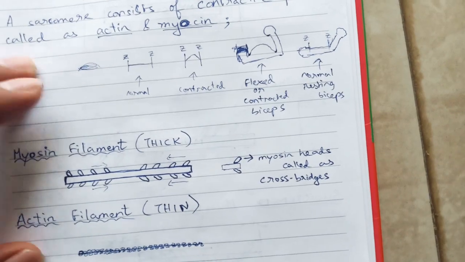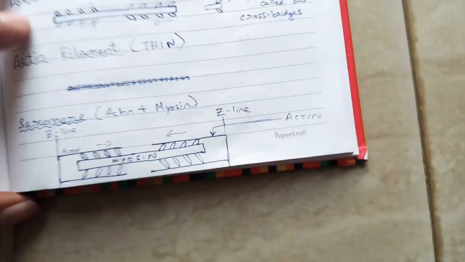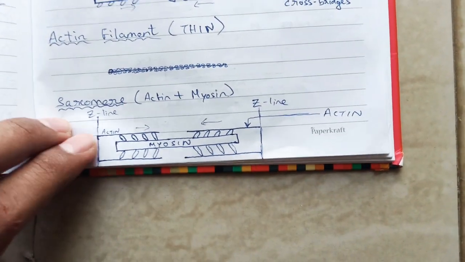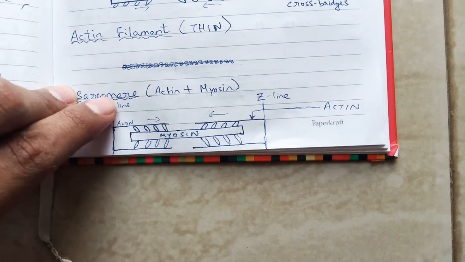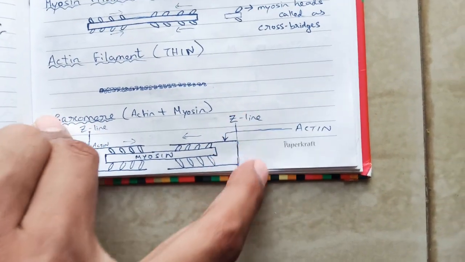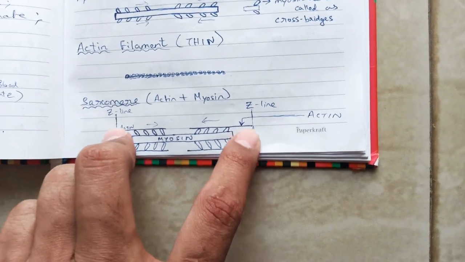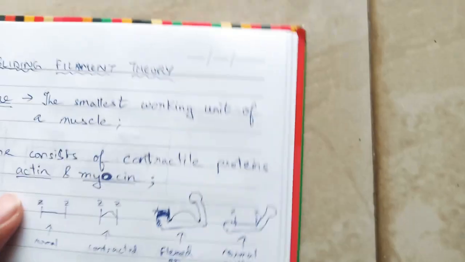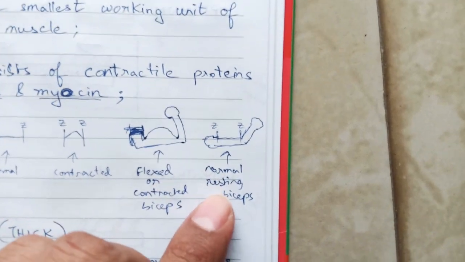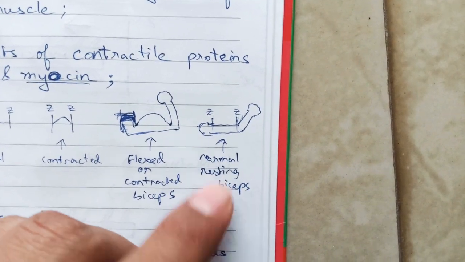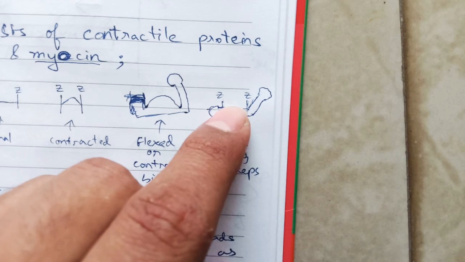Okay, now this is what a sarcomere looks like. So imagine there's an imaginary line here. It's called the Z line. The job of a muscle is to bring these two lines close together. If you look at this example that I prepared over here, this is a normal resting biceps. In unflexed position, this is how a bicep looks.